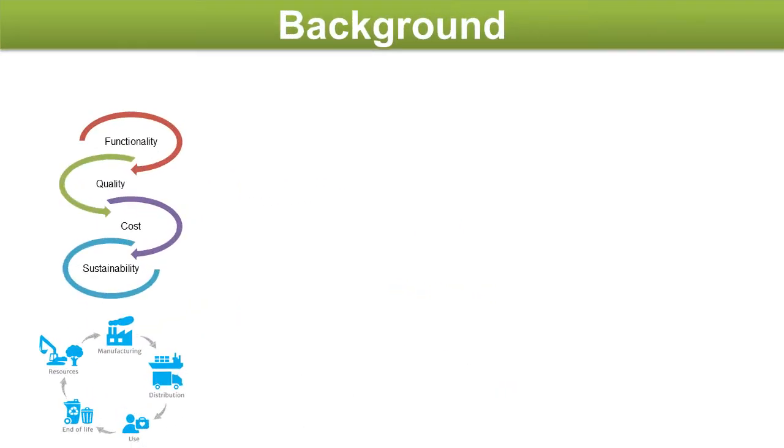Background. There are indicators for products such as functionality, quality, cost, and finally sustainability. The product lifecycle starts from the raw material selection, resources, manufacturing, distribution, use, and finally the end of life.